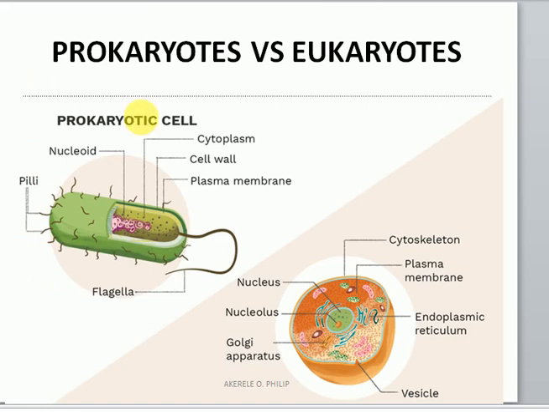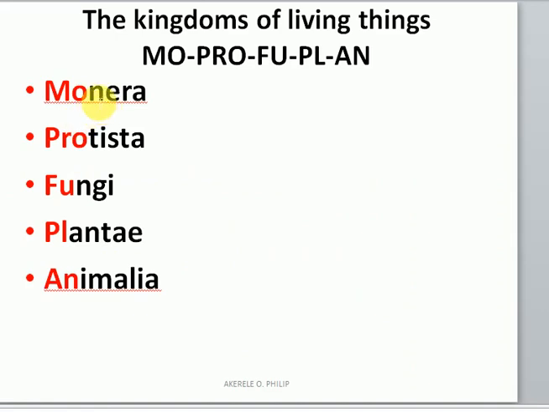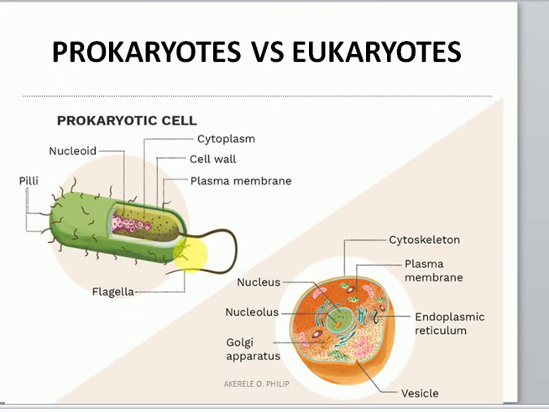Now, this is a prokaryotic cell, this is a eukaryotic cell. So what I'm saying, in essence, is that kingdom Monera is a prokaryote, while kingdom Protista, Fungi, Plantae, and Animalia are all eukaryotes. All right, so the first kingdom is prokaryote. The other 4 kingdoms are eukaryotes.